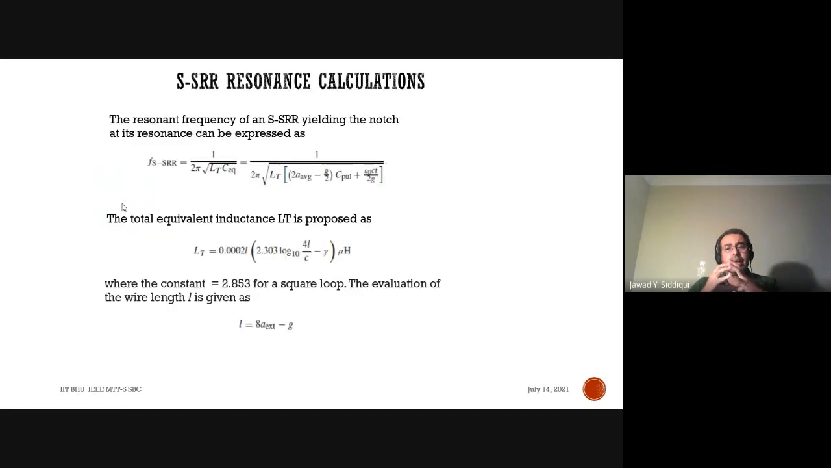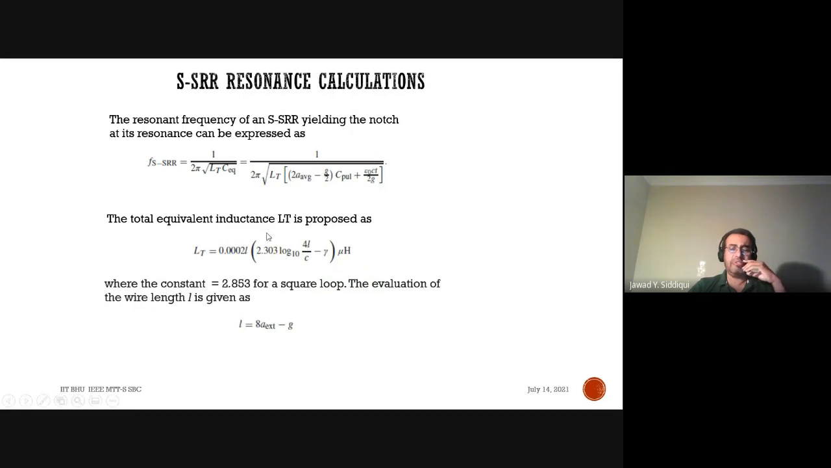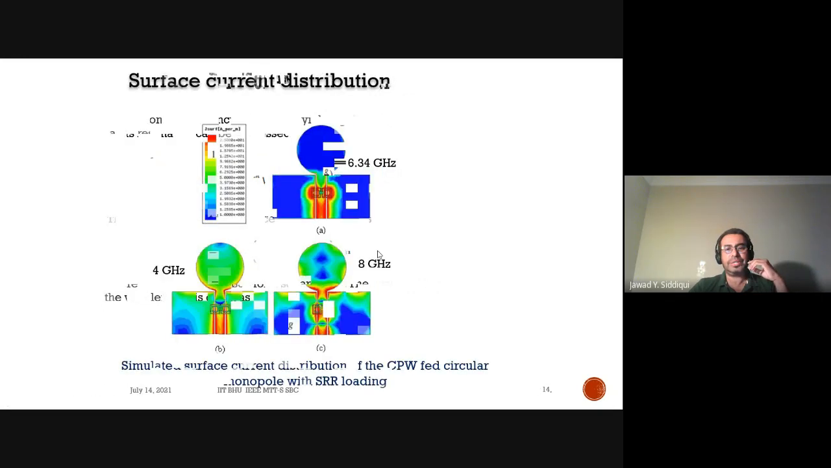So again, these are the calculations. I'll refer to the paper at the end of my talk, which will give you an idea of how to calculate the SRR resonances with the split-ring resonators, where you have to calculate the equivalent capacitance and inductance, and then you can formulate it to yield the desired frequency, mathematically and empirically. Most of this work was done by authors 50 years back, and we are using the same equations and yielding good results in our work.